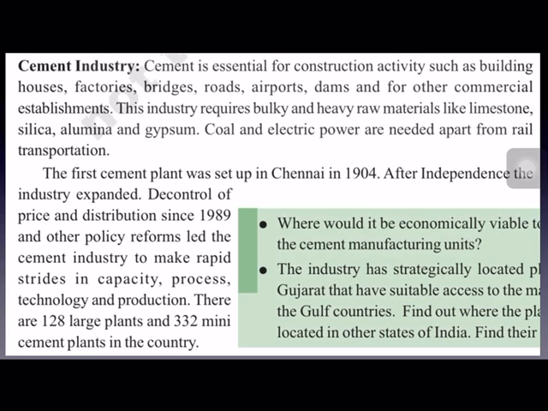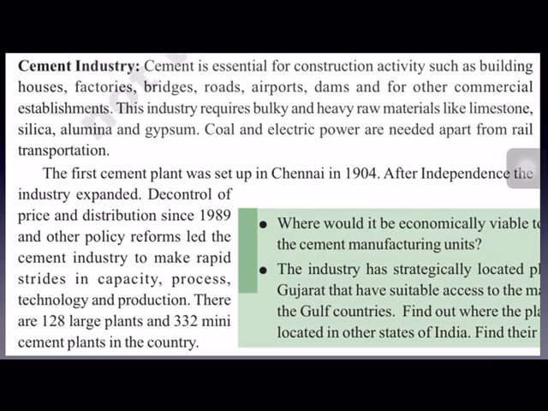And next one is the cement industry. As you know, cement is mostly essential for construction activities. For any construction, we need cement. Without cement, it is not possible to construct anything. So, cement is essential for construction activities such as building houses, factories, bridges, roads, airports, dams, whatever construction activities there are, cement is a must. And this industry requires bulky and heavy raw materials.